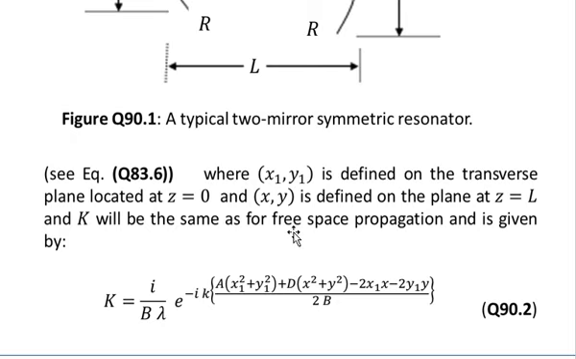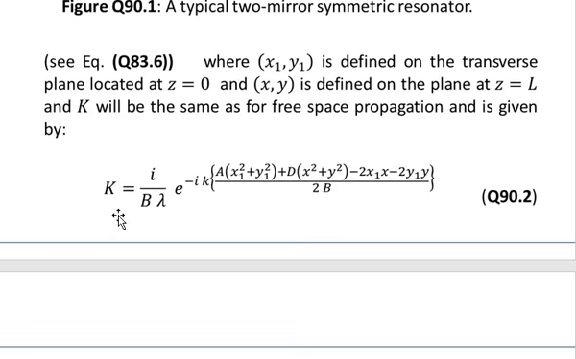And kappa will be the same as for free space propagation and is given by kappa is equal to iota over d times lambda, e to the power minus iota k, and within the parentheses we have a times x1 square plus y1 square plus d times x square plus y square minus 2 x1 x minus 2 y1 y, divided by 2 times capital B, where A, B, C, D, you see that C is not appearing over here, is the matrix for the one round trip, that is for the distance from just before the lens 1 to just before the lens 2.